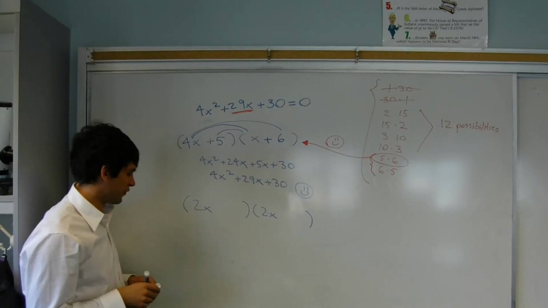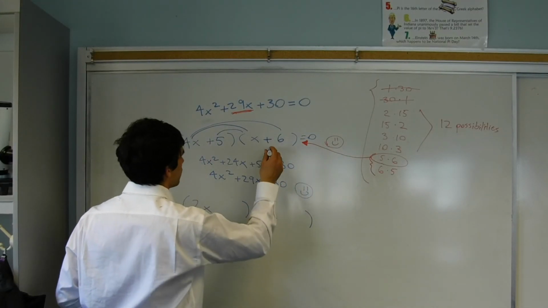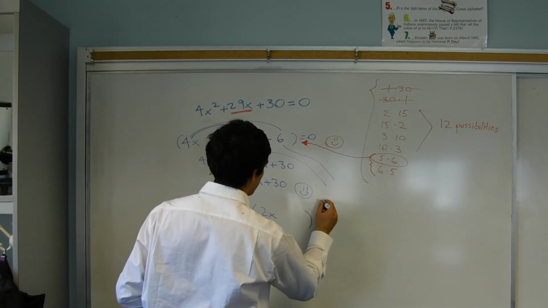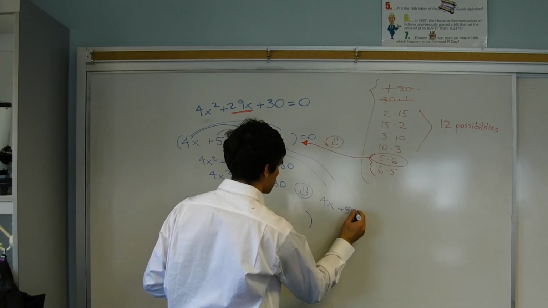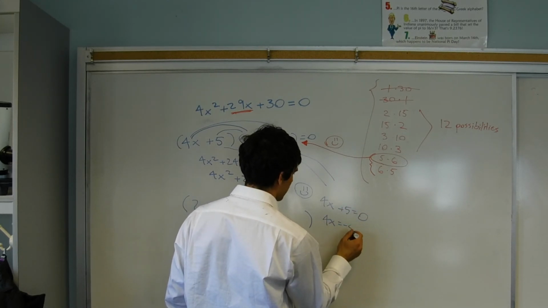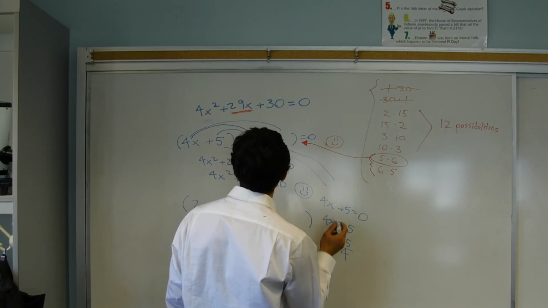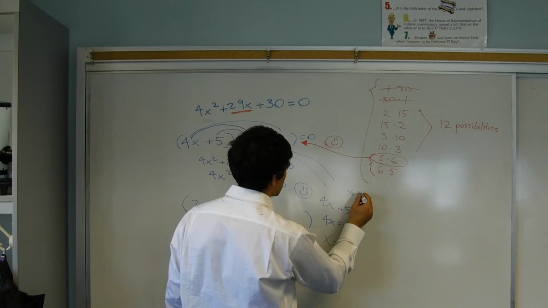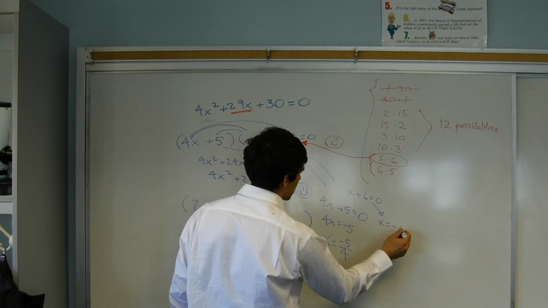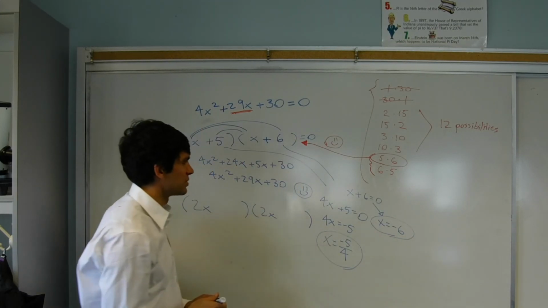Then if we were to go further and solve this equation, we'd get 4x plus 5 is equal to 0. So we'd get 4x is equal to negative 5, and x is equal to negative 5 over 4. Or we could get x plus 6 is equal to 0, and then x is equal to negative 6. So those would be our 2 possibilities there.